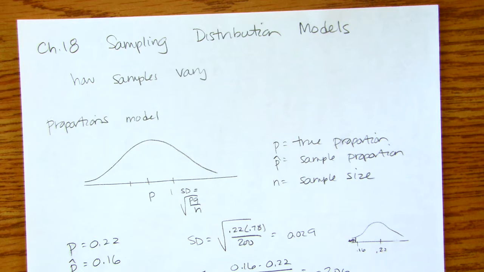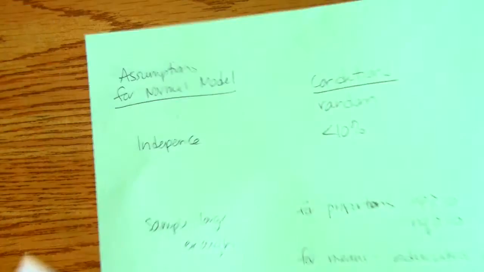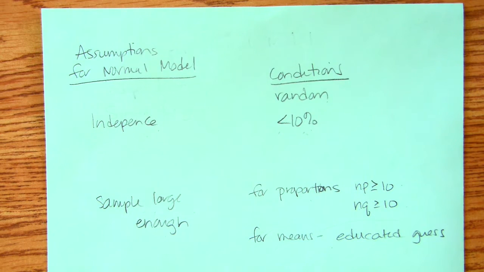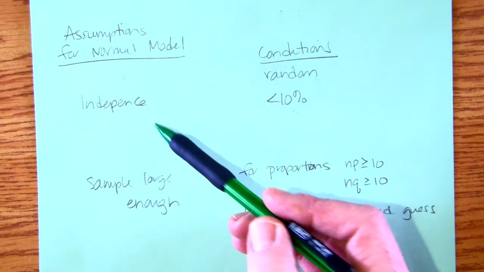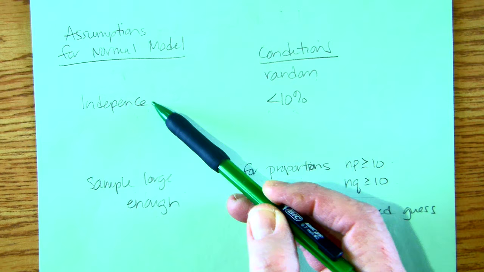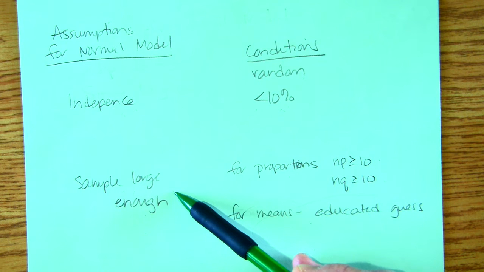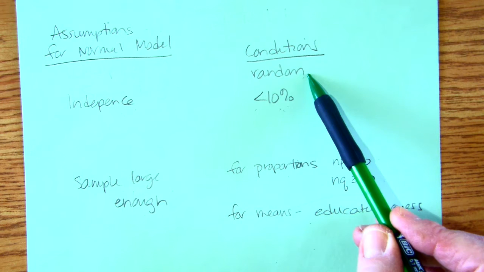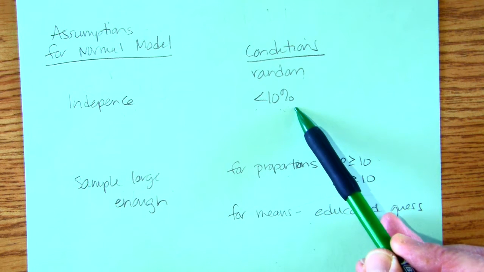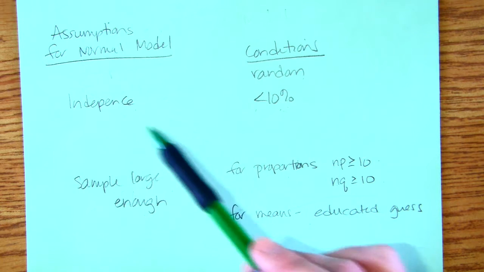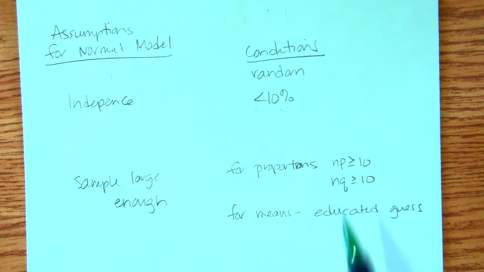Now, just to back up, a lot of the questions say, well, what are the assumptions and conditions? In other words, how do we know we can use a normal model? There's two things we're interested in. We want to make sure that each sample is independent of the next, and we want to make sure that the sample size is large enough. Now, how can we check independence? Well, if it's a random sample and we're sampling less than 10%, then we can assume that each measure in the sample is independent of the next.